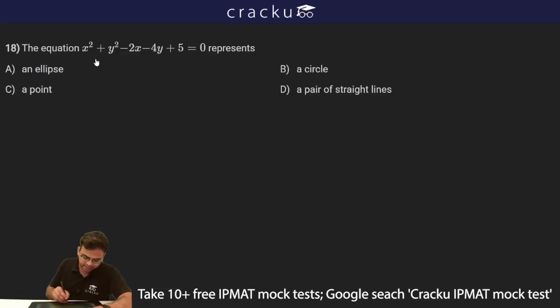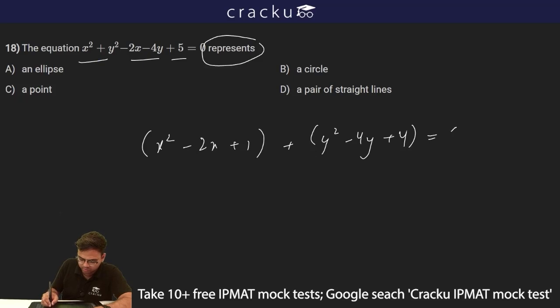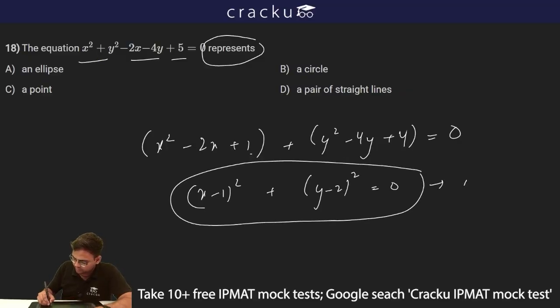The next question is saying the equation of x square plus y square minus 2x minus 4y plus 5 is equal to 0 represent. So if I solve this one, it is x square minus 2x plus 1 plus y square minus 4y plus 4. This will be equal to 0 because 1 and 4 is divided among the two. So this will be (x minus 1) whole square plus (y minus 2) whole square is equal to 0. Now this is an equation of a point. This is not a circle. This is an equation of a point.